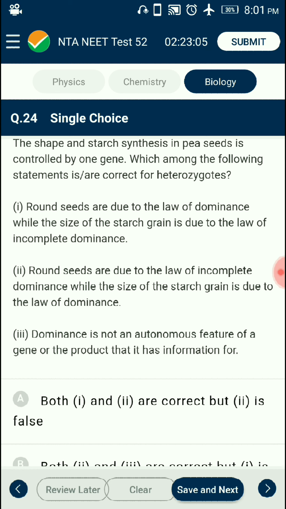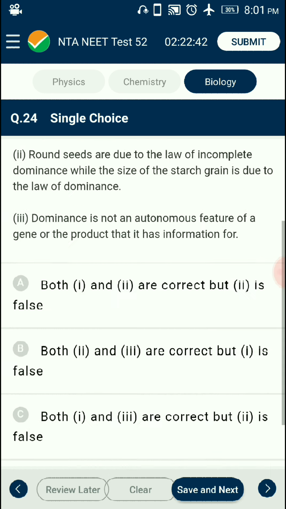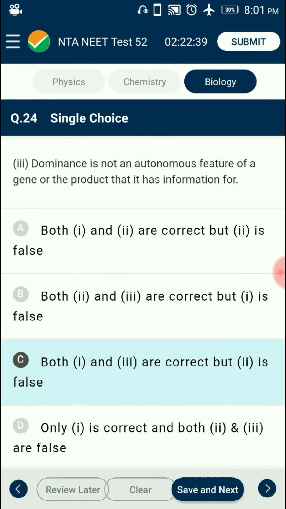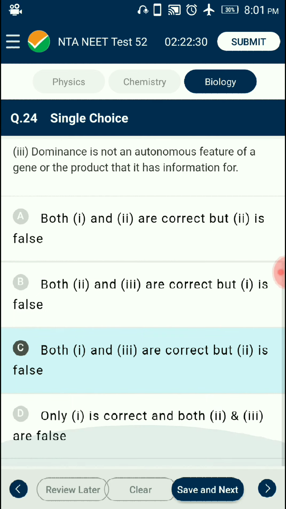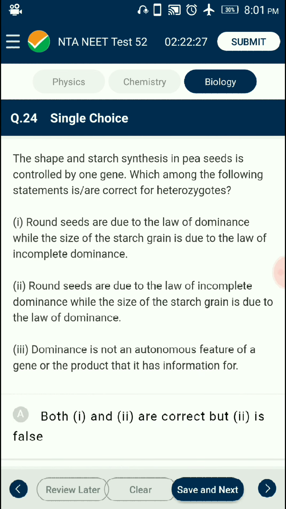type. Crossing of these resulted in the progeny giving round seeds like that of homozygotes, but the starch grain size was intermediate to both homozygous types. The seed shape followed the law of dominance given by Mendel, but the starch grain size deviated from it, resulting in incomplete dominance. So the answer is option C. Both the first and third statements are correct, but the second is false. So from the given three statements, the first and third are correct, and the second statement is wrongly given.